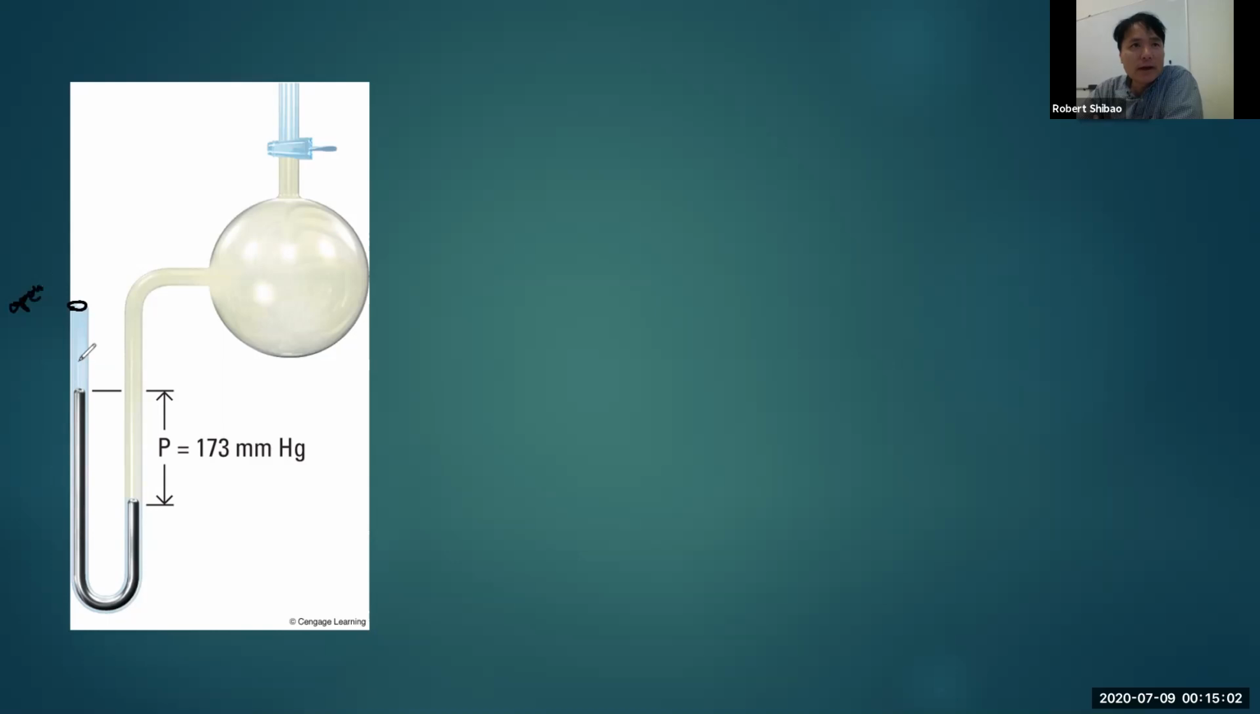If it's open, then we have the weight of the atmosphere here, or the pressure of the atmosphere. And here we have the pressure of the gas. Which one weighs more, the atmosphere or the gas? Yeah, good. The gas weighs more, a lot more.